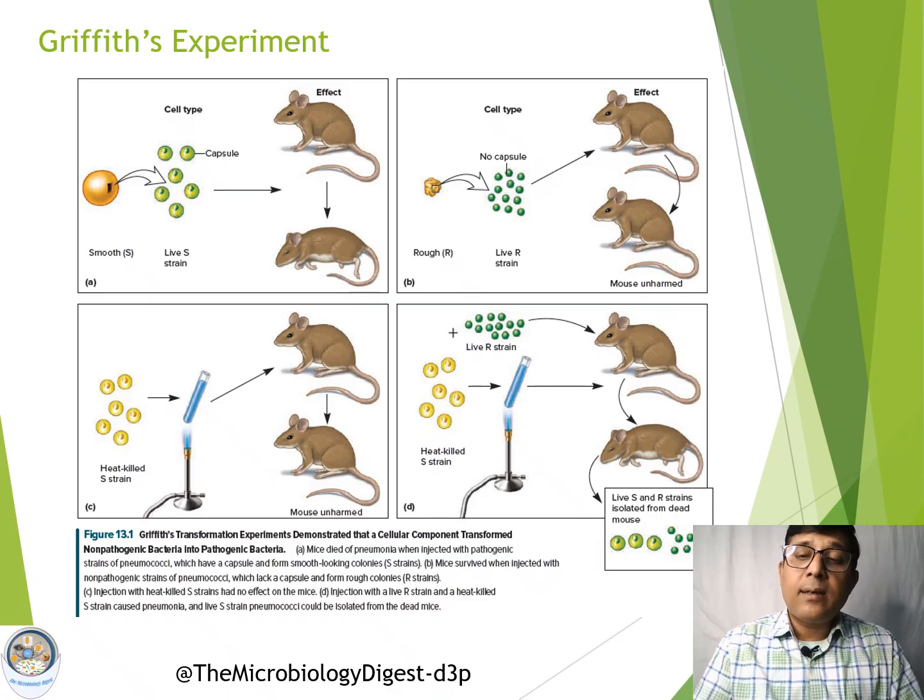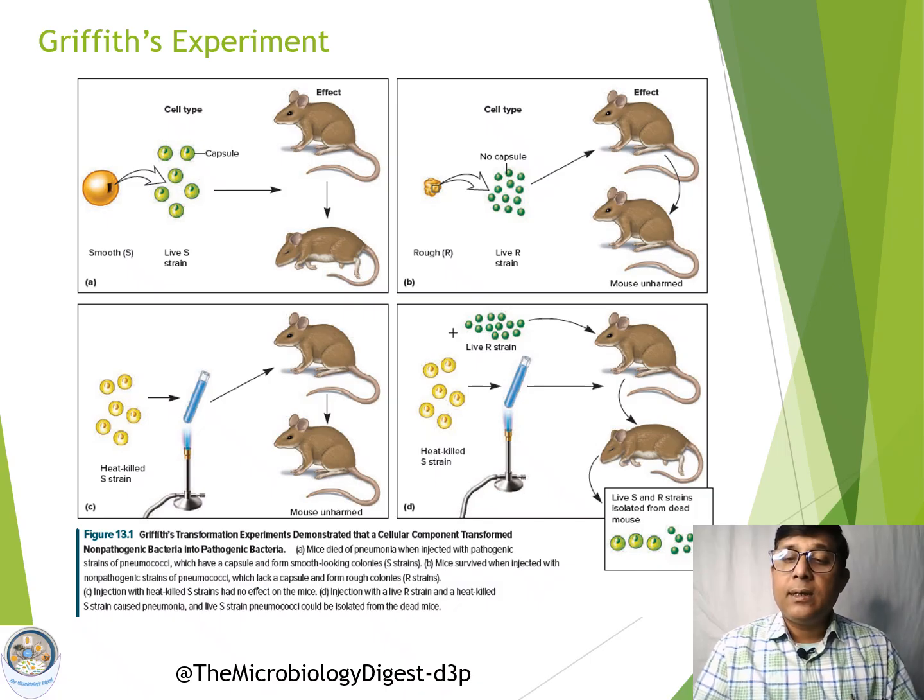In the third phase, he killed the smooth variant, which was known to be virulent, by applying heat. These heat-killed organisms were injected into mice. In this case also, there was no death of the mice.